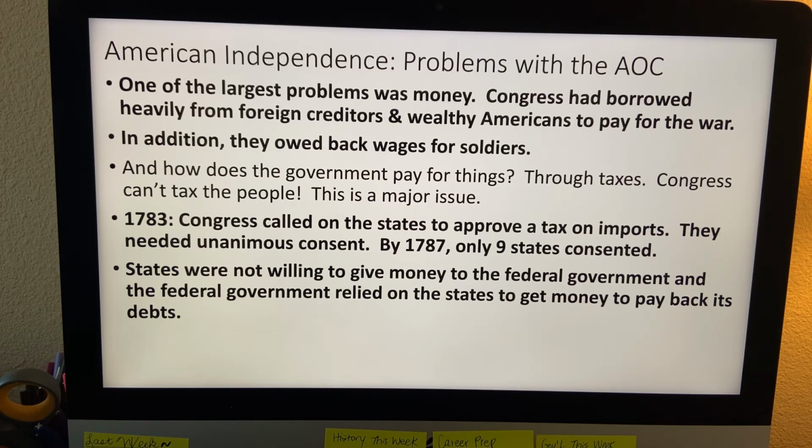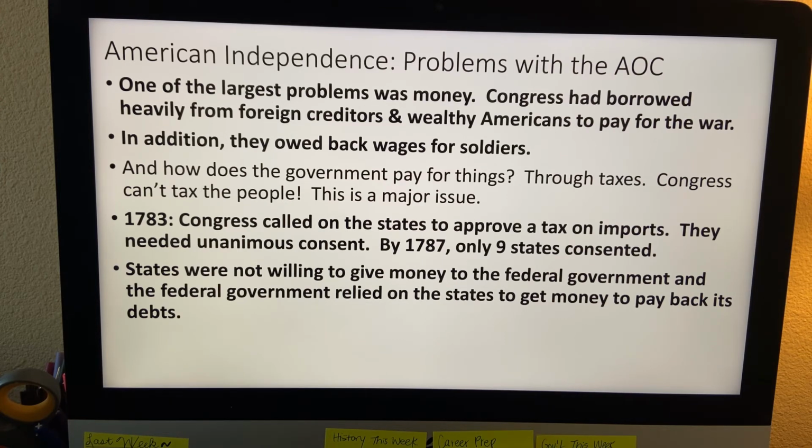And how does the government pay for things? The government pays for things through taxes. That is how the government does things today. They tax the people. And one example would be income tax, right? On my paycheck, on my pay stub, there is a percentage that Tuscaloosa County holds out because that is part of the taxes that they have to pay on me, right?